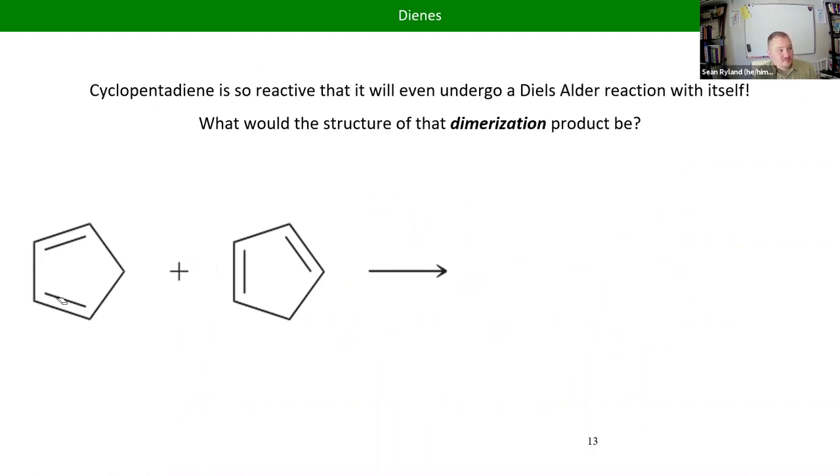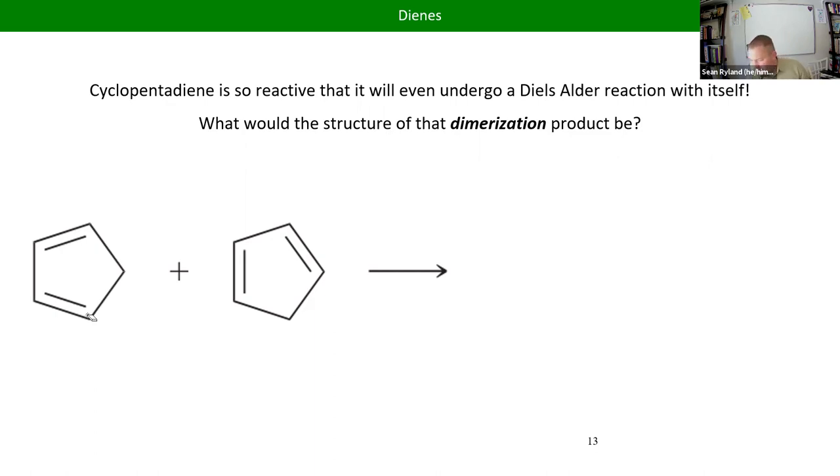So this cyclic molecule, the one that was on the right, that's locked into the S cis conformation, is called cyclopentadiene. We don't need to specify numbers on it because there's not really two places that you could put the alkene groups. It has to be in this shape. So cyclopentadiene is so reactive that it reacts with itself in what's called a dimerization.